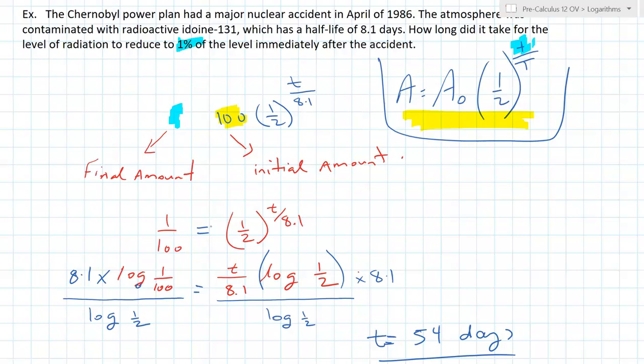Make sure that you are doing the multiplication right. So the log of 1/100 is basically -2, because that's 0.01. So that's 8.1 times -2, and then divided by the log of half. You can use a calculator, and then you'll end up getting 54 days. All right, that's the answer to that one. It takes 54 days for the radiation level to reduce to 1% of the level immediately after the accident.